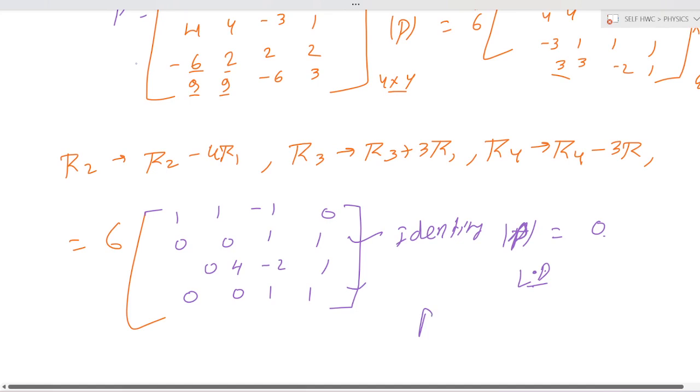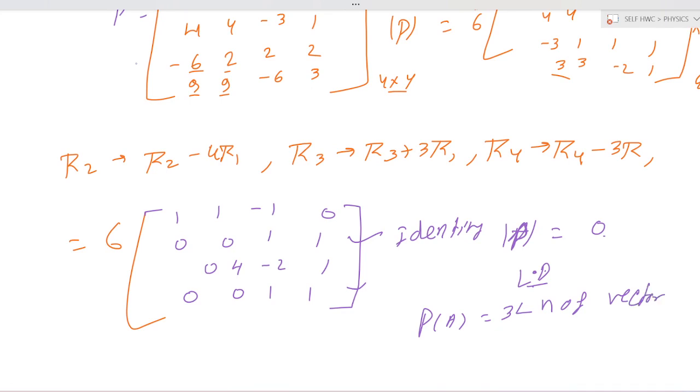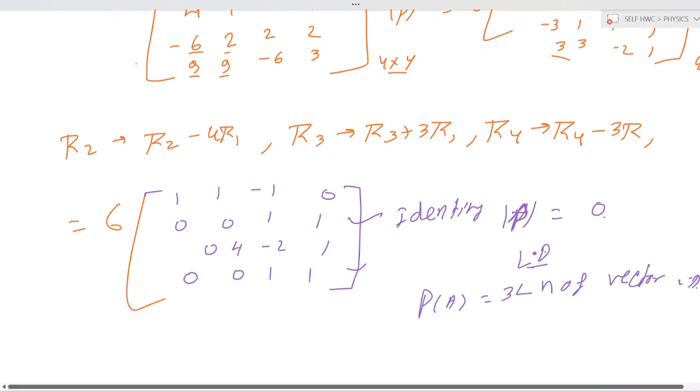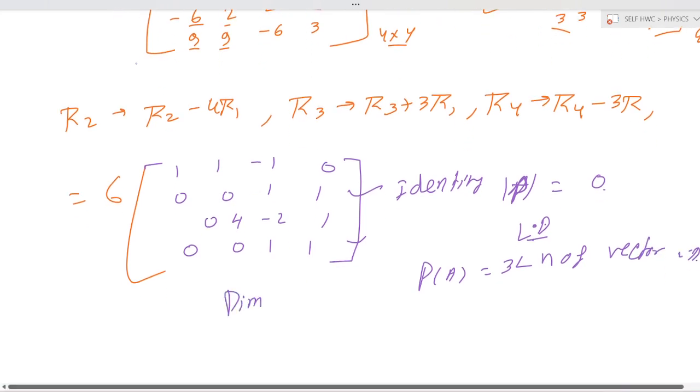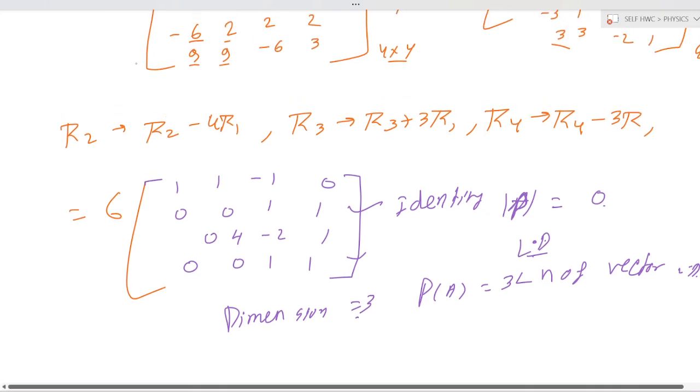The rank of A is equal to 3, less than the number of vectors, so it is linearly dependent. And the dimension is equal to 3.